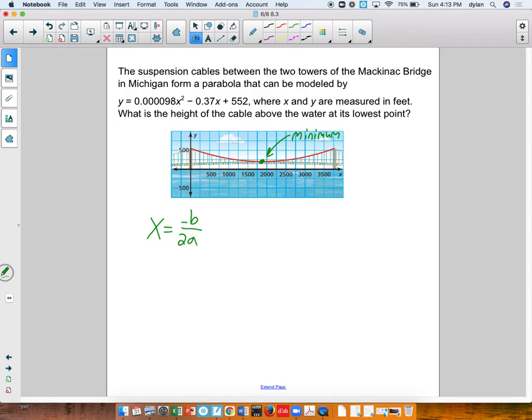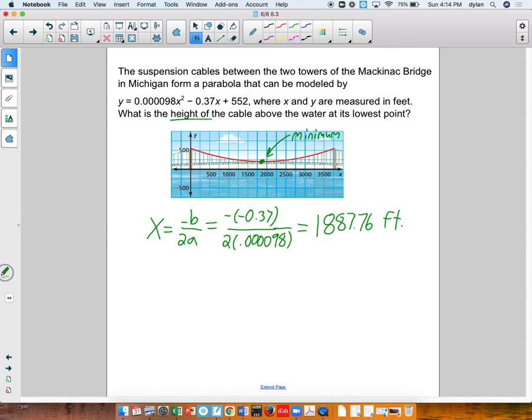of that vertex. So negative b over 2a, if we look up here, so that would be negative 0.37 divided by 2 times 0.00098. And if you put this into your calculator, you should end up with 1,887.76 feet. And that makes sense because if you look at the picture, you'll notice that the minimum occurs between 1,500 and 2,000.